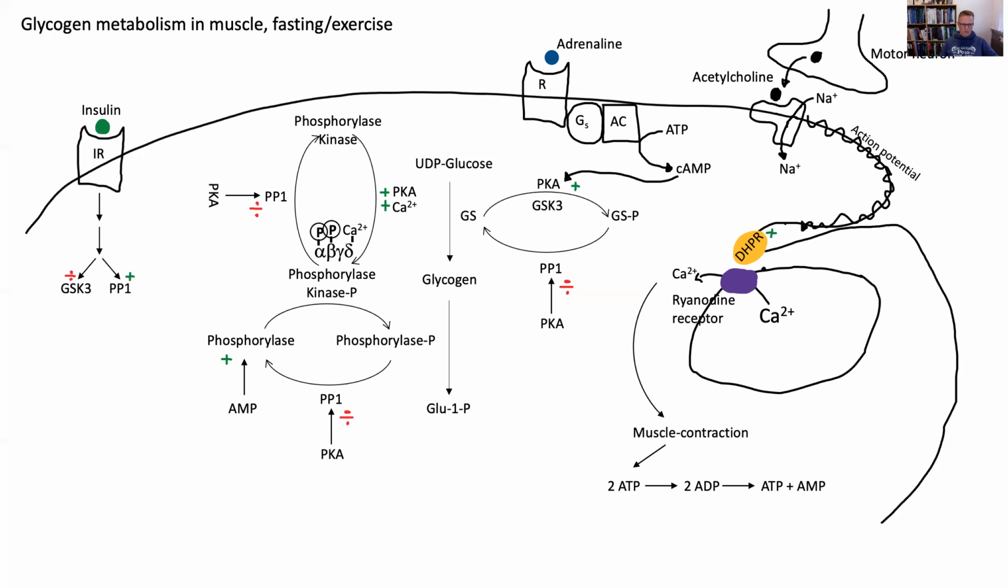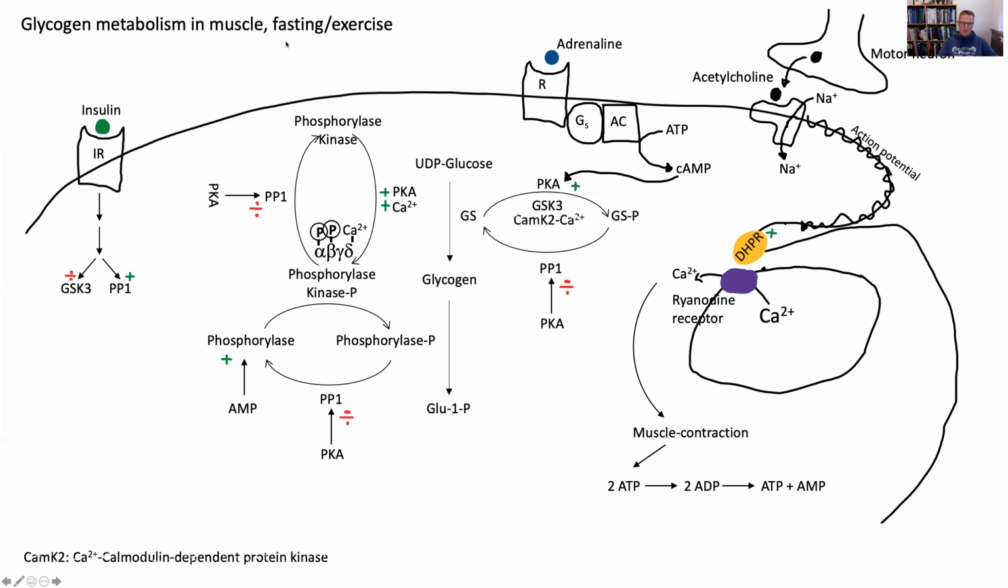Then we also know that insulin will, of course, also have a major impact on glycogen synthesis and degradation. We know that insulin, via its insulin receptor and some of the downstream effectors, can lead to an inhibition of the enzyme called glycogen synthase kinase 3. And this is another kinase that can phosphorylate glycogen synthase and also inhibit the enzyme.